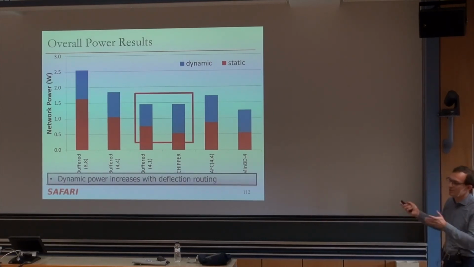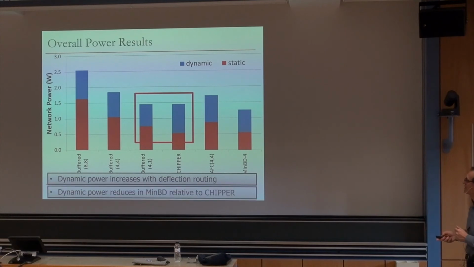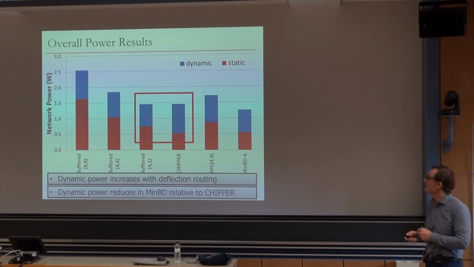So dynamic power increases with deflection routing, of course, right? That's another way of looking at these power results, dynamic versus static. Clearly, deflection routing increases the dynamic power, but dynamic power reduces when you actually add the side buffer and reduce the deflection rates.